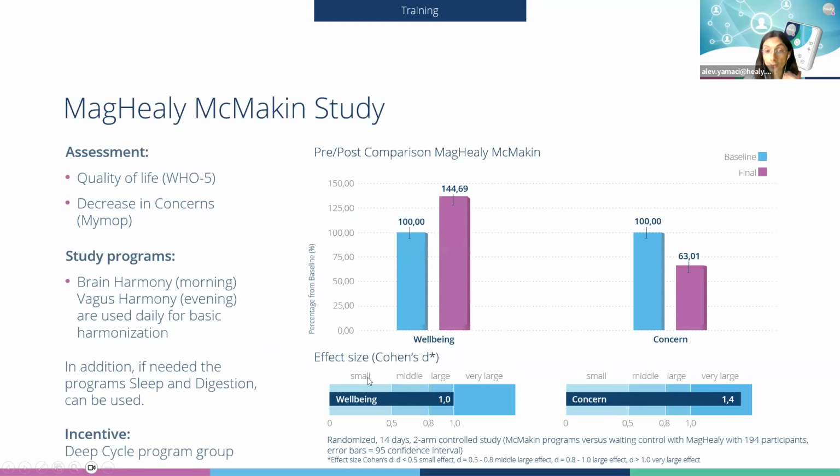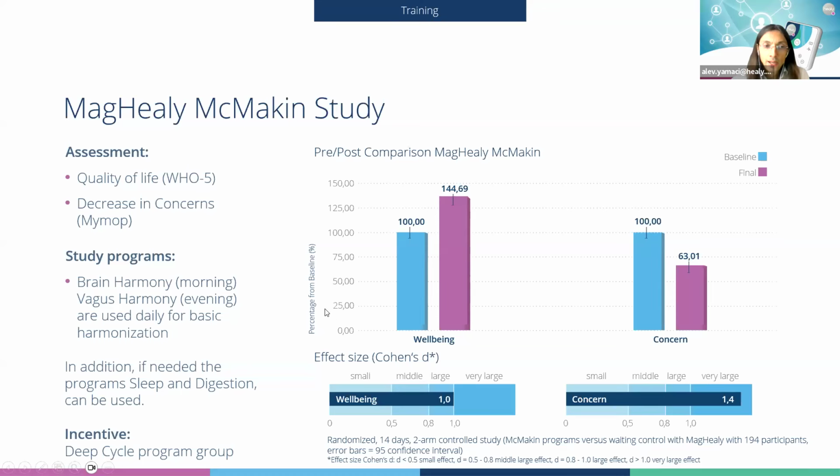And of course, we also did a study for the McMakin applications. And there we again looked at the quality of life and the decrease in concerns. And again we had almost a very large effect for well-being and a very large effect for concerns. And we used the brain harmony program and the vagus harmony program.